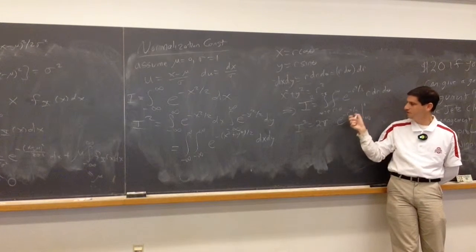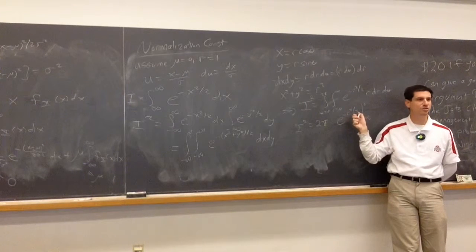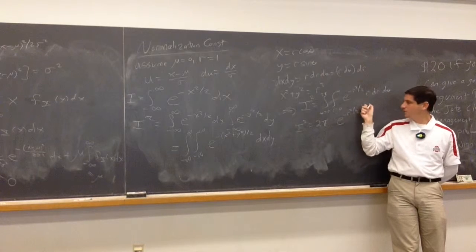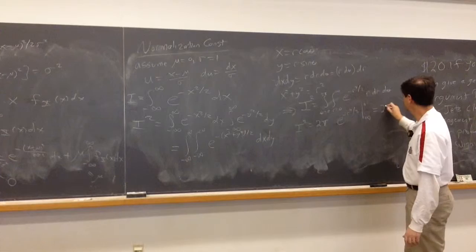Well, if we put in infinity, we have e to the negative infinity squared. Even dividing by 2, that's still going to be 0. And then we have e to the 0, which is 1. So we get I squared is 2 pi.